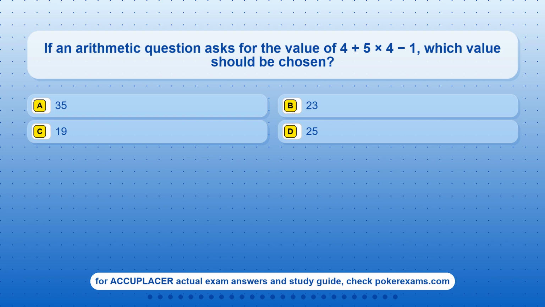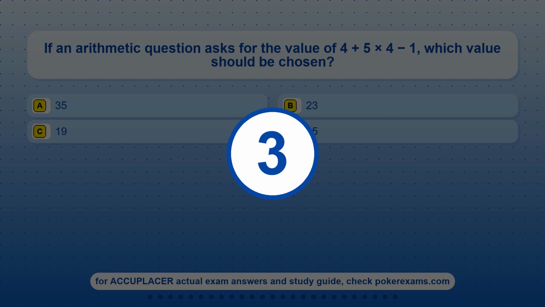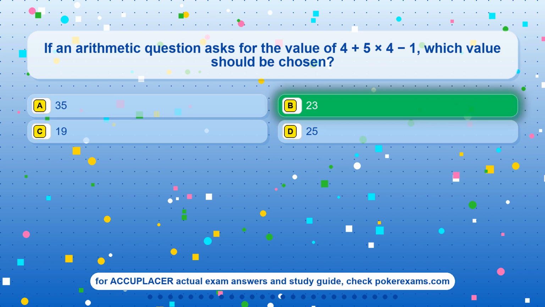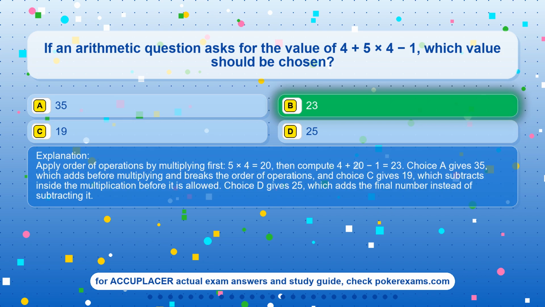Question 4. If an arithmetic question asks for the value of 4 plus 5 times 4 minus 1, which value should be chosen? Option A, 35, Option B, 23, Option C, 19, Option D, 25. The correct answer is Option B, 23. Apply order of operations by multiplying first. 5 times 4 equals 20, then compute 4 plus 20 minus 1 equals 23.